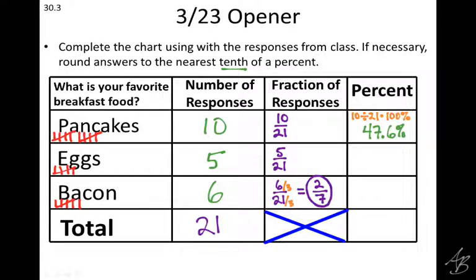47.6%. Make sure when you're doing these types of problems, you look in the directions to see how many decimal places we want to round it to. All right, in this case, we want to round to the tenths place.